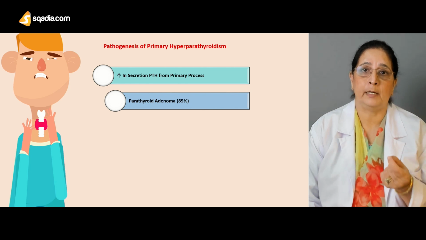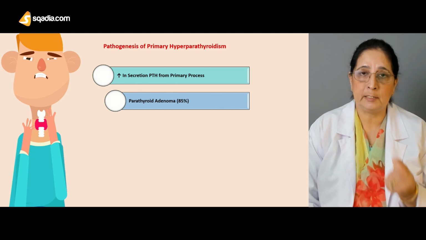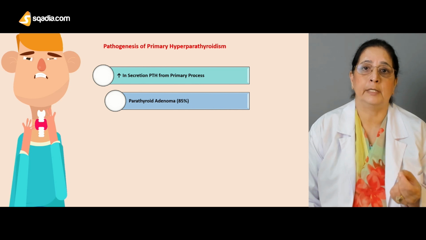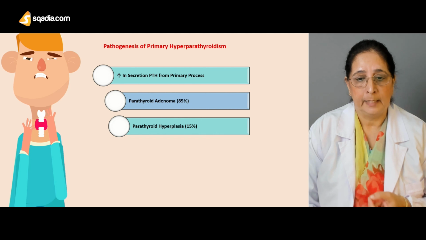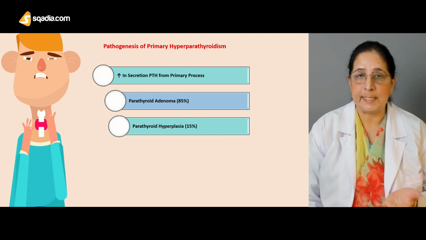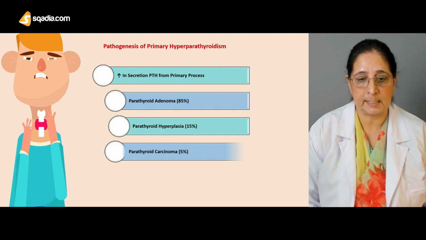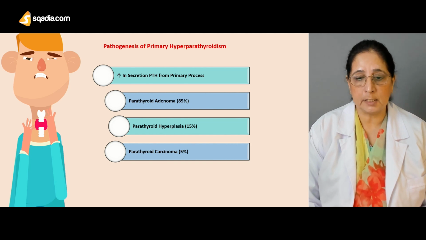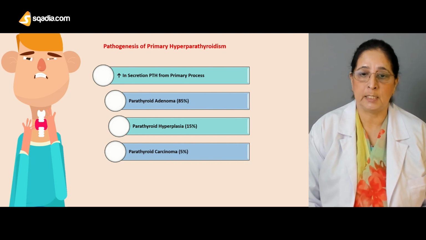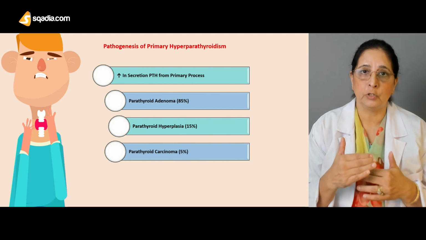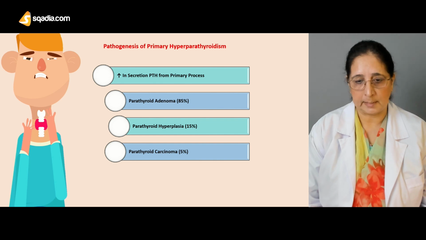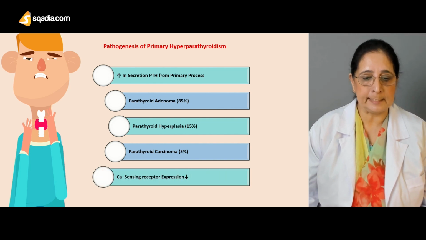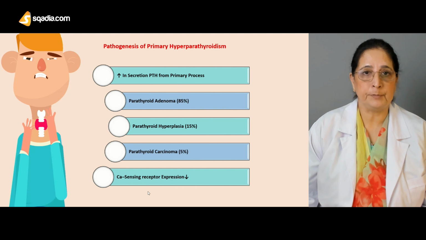Parathyroid adenoma, again we talked about this. A single parathyroid adenoma is responsible for most of the cases of primary hyperparathyroidism. Then parathyroid hyperplasia, 15% of the cases. Parathyroid carcinoma, 5% of the cases. These are the three most common causes of primary hyperparathyroidism. And then the calcium sensing receptor expression is decreased.